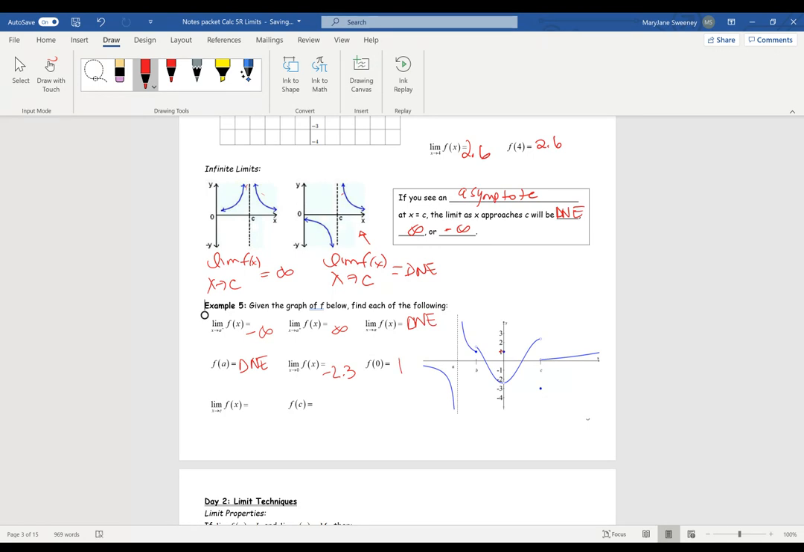Limit as x approaches c. Well, let's see. From the left and from the right, we are not approaching the same value, which means the limit does not exist. f of c, the exact y value when x is c, is down here at negative 3. Okay, that's it for limits graphically.